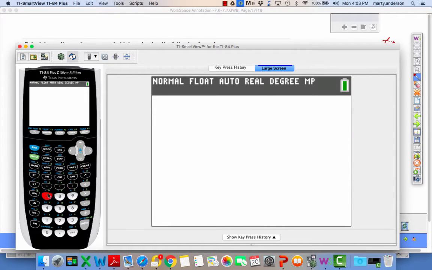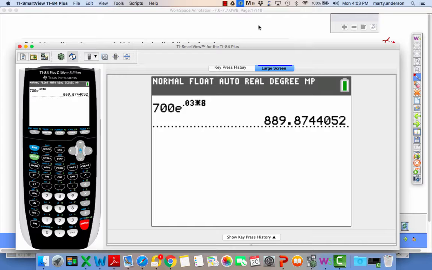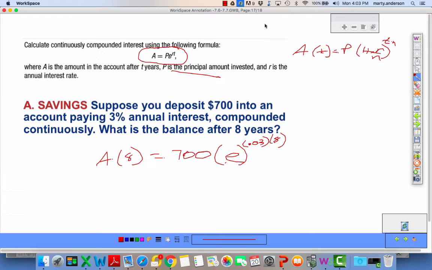700 times E, second E, raised to the 0.03 times 8. Watch your parentheses depending on what type of calculator you have. We will have $889.87. PERT equation. Principal times E. E is just a number raised to the R times T.